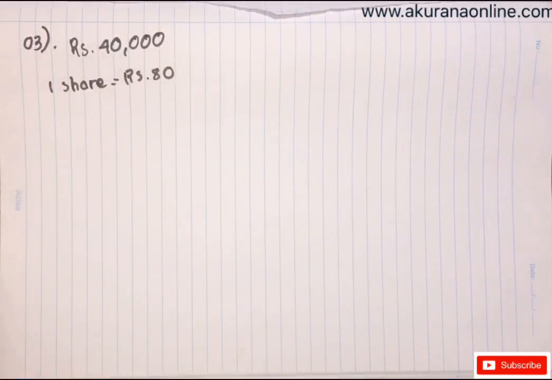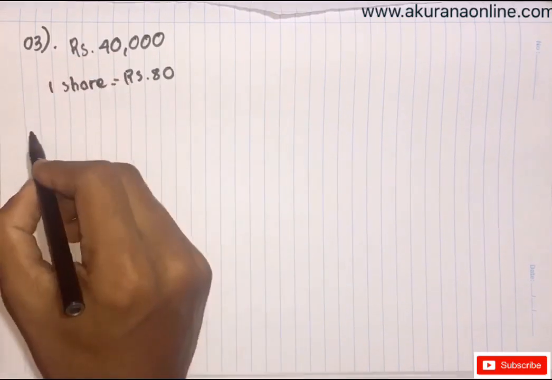And the company pays annual dividends of 6 per share. That means the amount he gets from one share is 6 rupees. That is what you mean by the dividend. Okay, now let us move on to the first question.